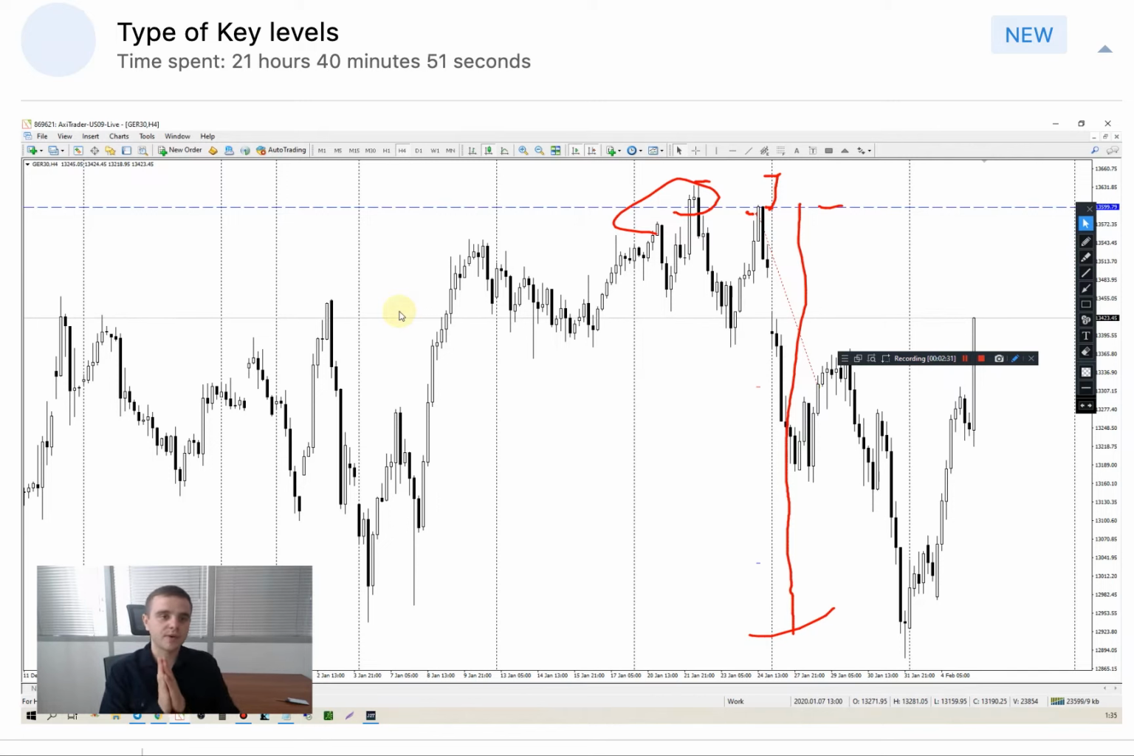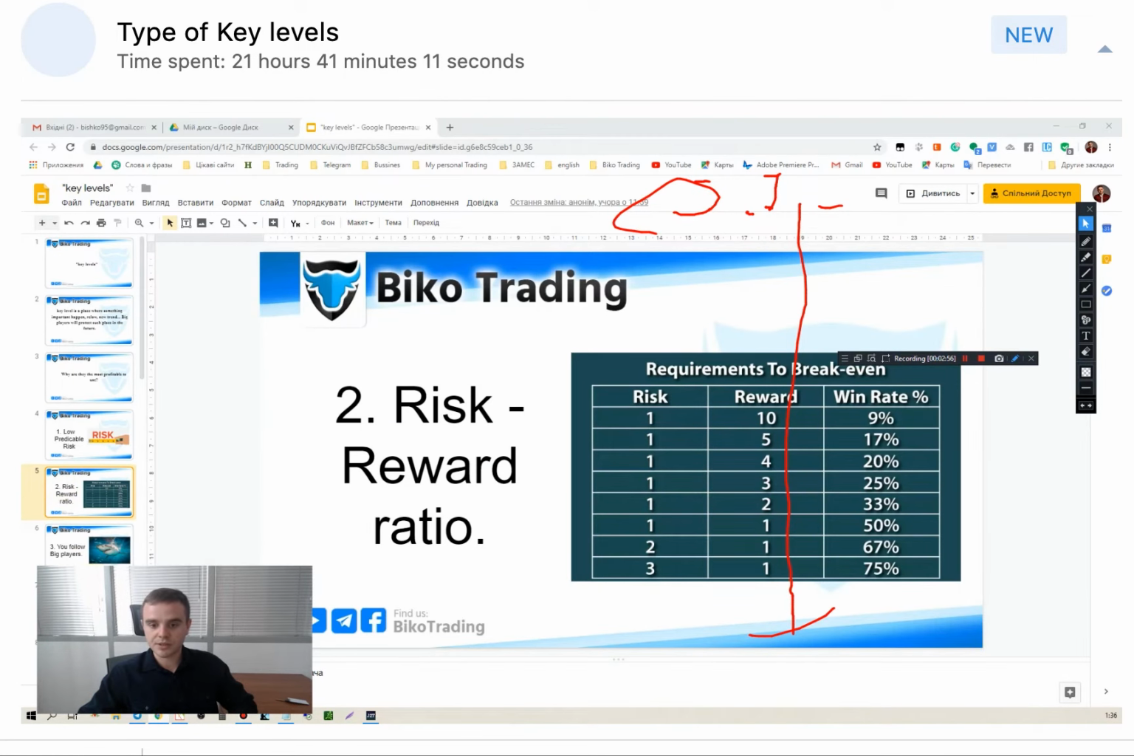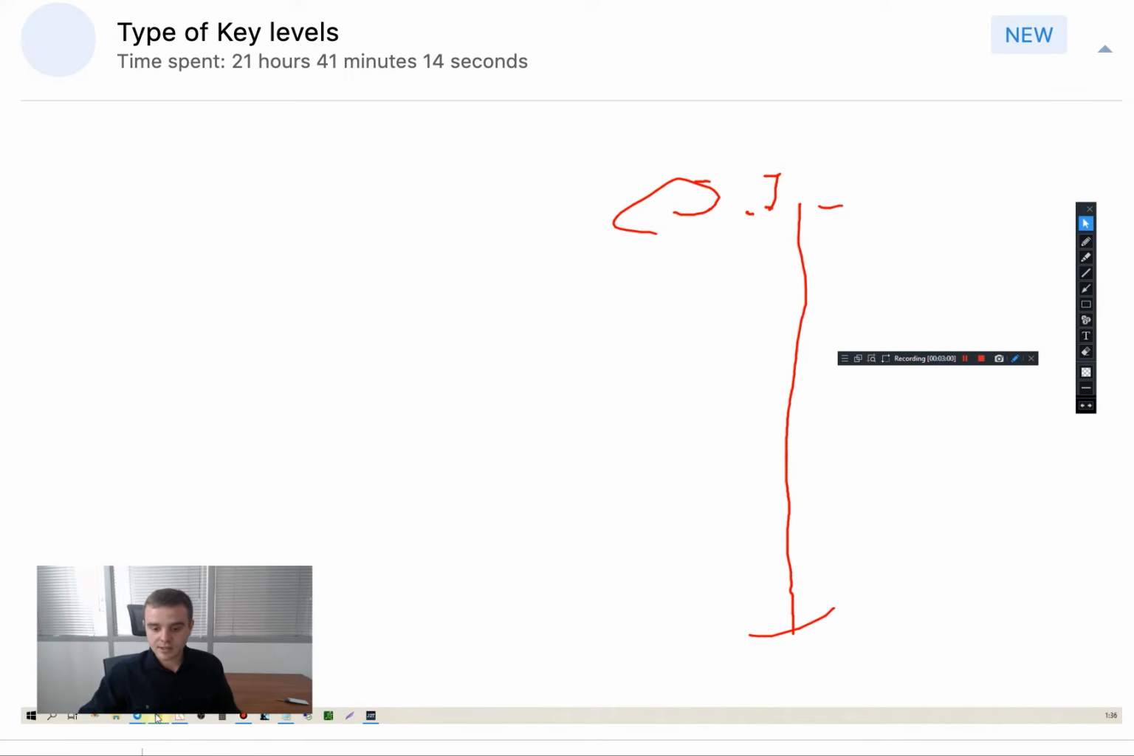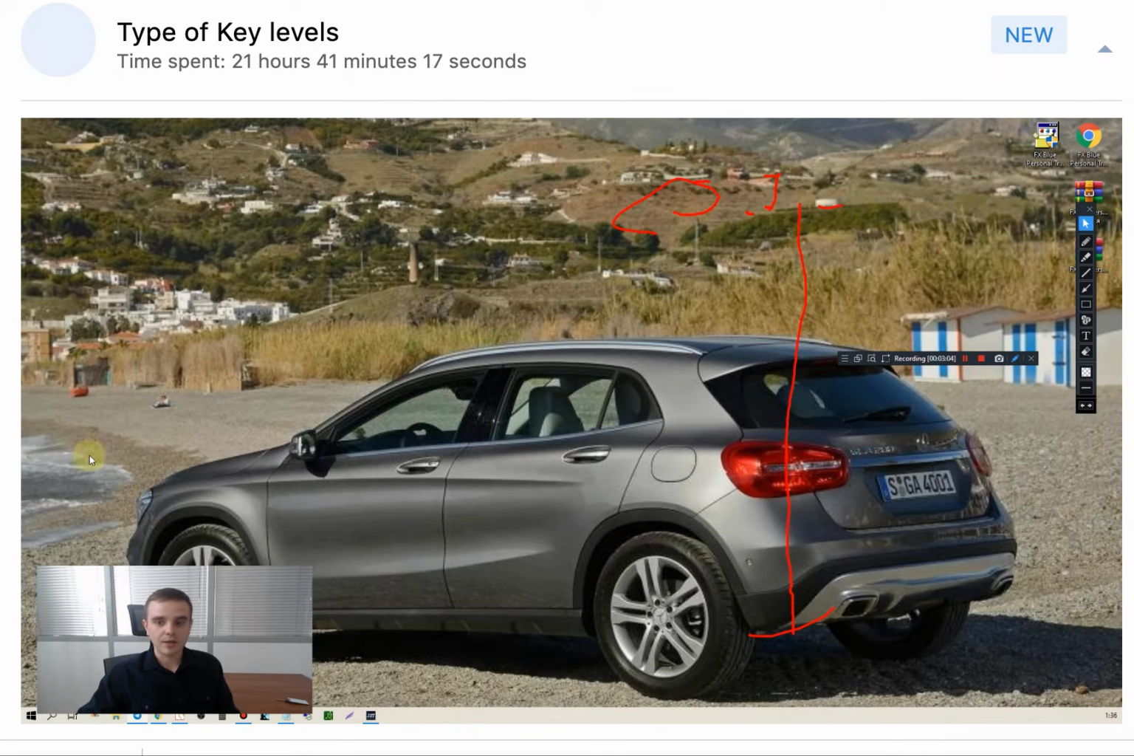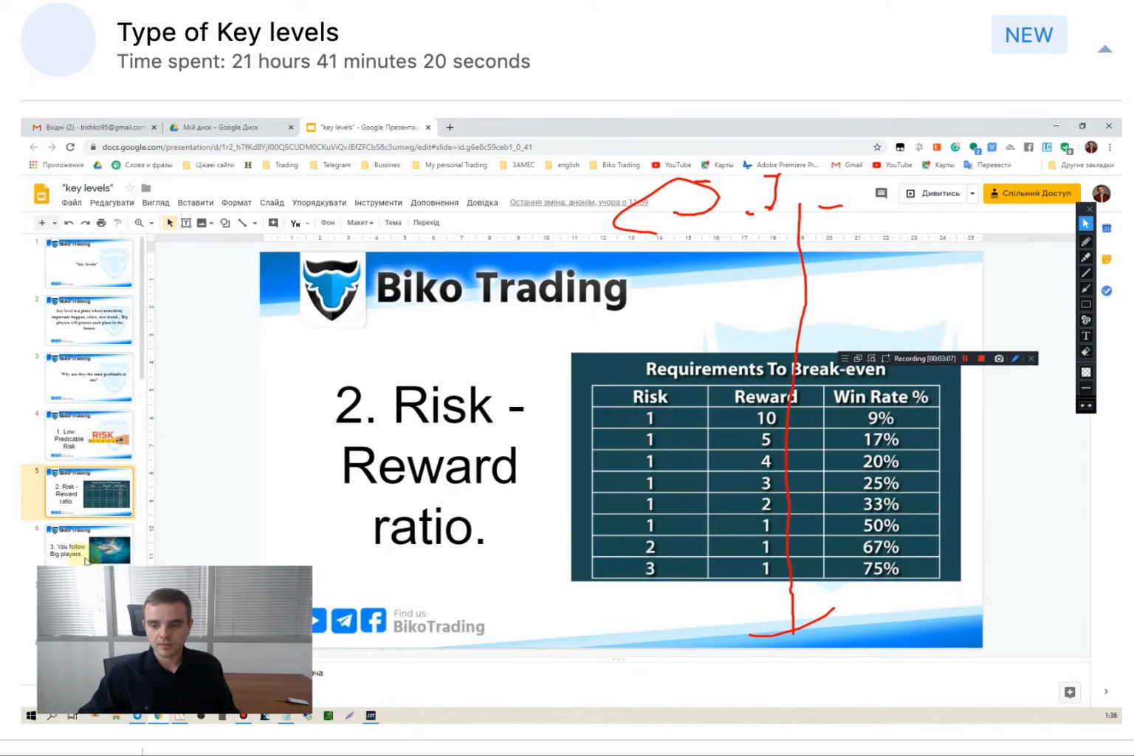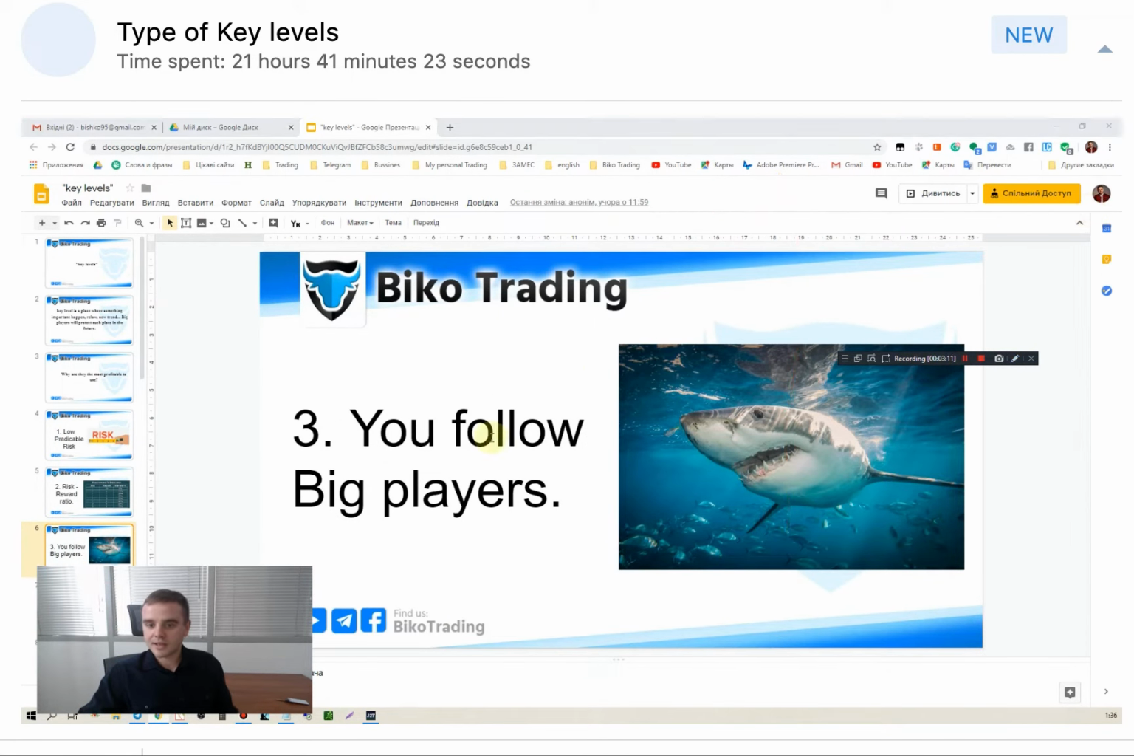Yes, there could be a strategy where you take 80% profitable entries at 1 to 1, but believe me, it's far better for you to hunt for entries where you will be able to take 1 to 3, 1 to 5, 1 to 10. Another reason why we use key levels is because we follow big players. It's like a shark, and you need to understand that only big players can move the instrument into some area. Only big players can turn the instrument.